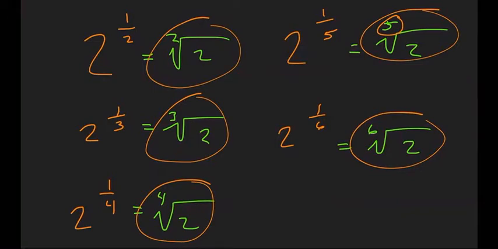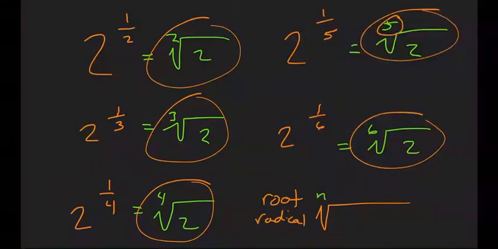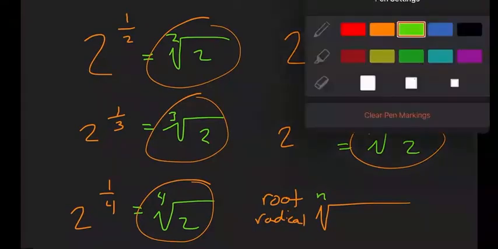And again, we haven't mentioned this necessarily, but this symbol is called root or radical. And there's some number here. We can just call it n. So what do these root symbols mean? What does this radical symbol mean?